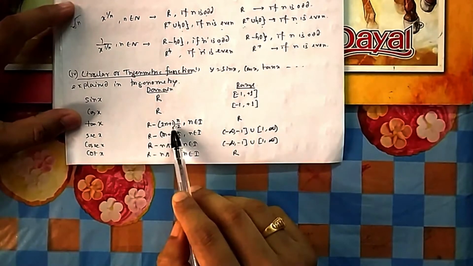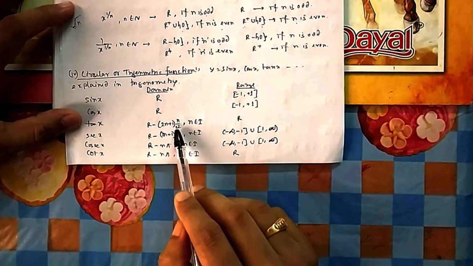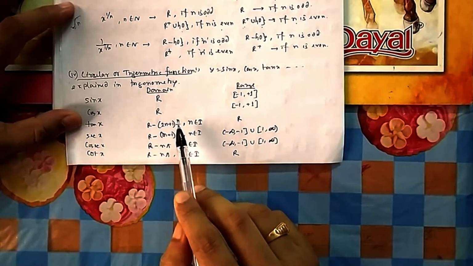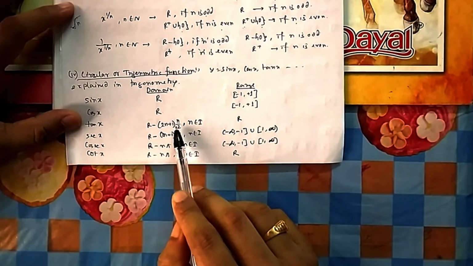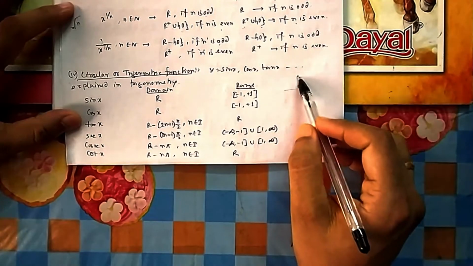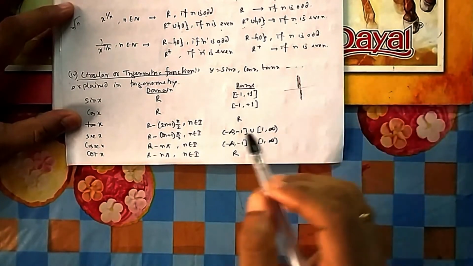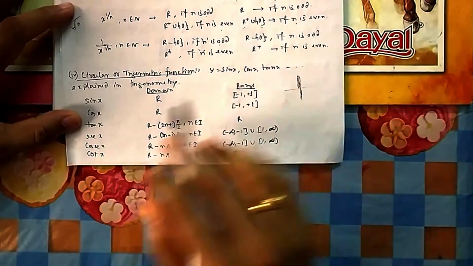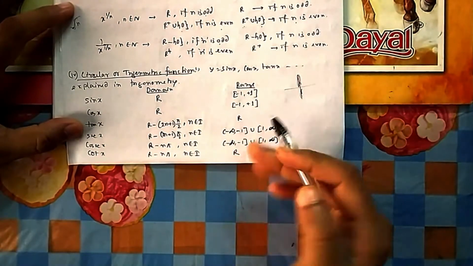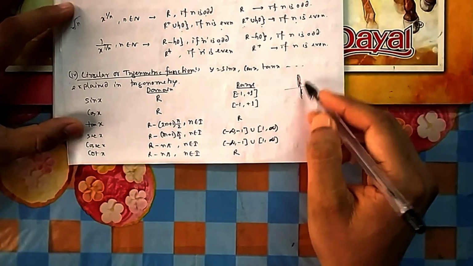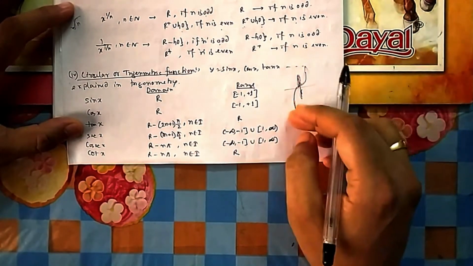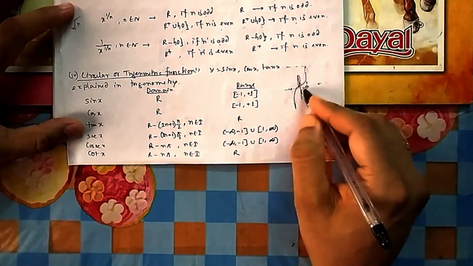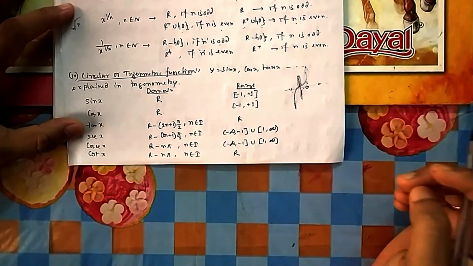Tan x, you cannot put odd multiples of 90: 90, 270, 450, that is 1 into 90, 3 into 90, 5 into 90, 7 into 90, because at these lines tan is infinite, undefined. So that's why you subtract all odd multiples of pi by 2 from r. And tan x can take any value as output, so that is its range. You can see the graph of tan x, it can take any y, but at these points, the 90 multiples, it cannot, so that's why we have taken out all those points.